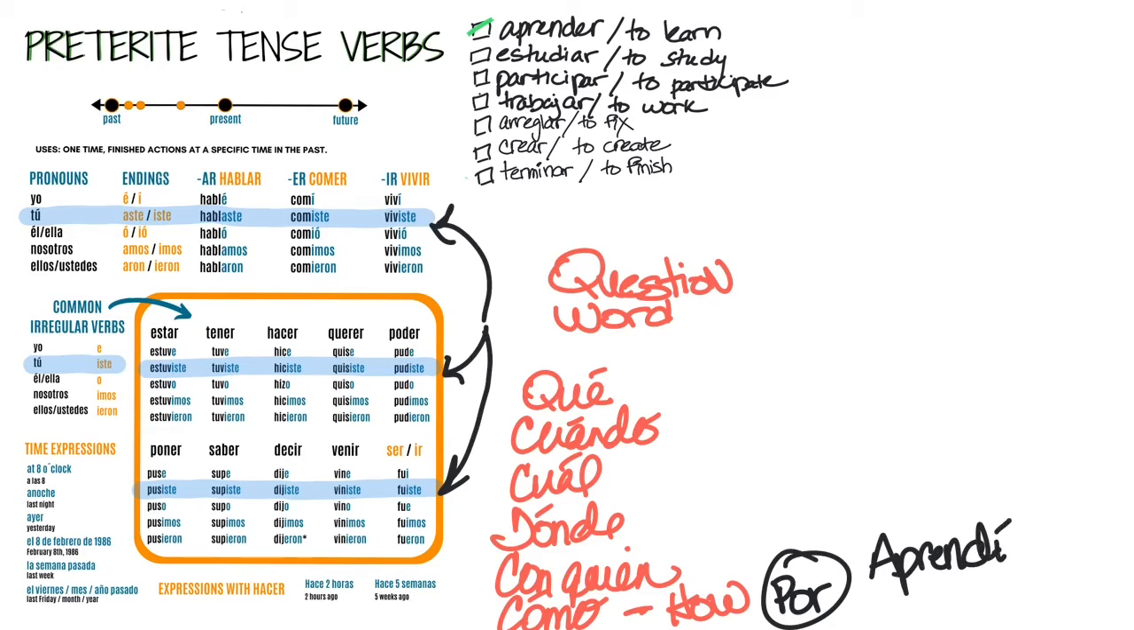Aprendí por leer. I learned by reading. In Spanish, por and para are very frustrating to us, and it takes us a long time to get the hang of them. So I find it easier to introduce them little by little.